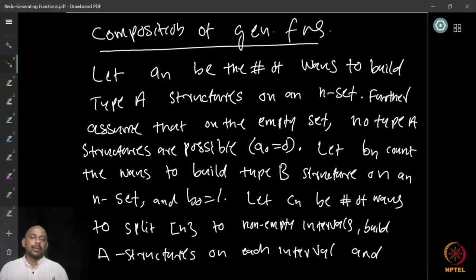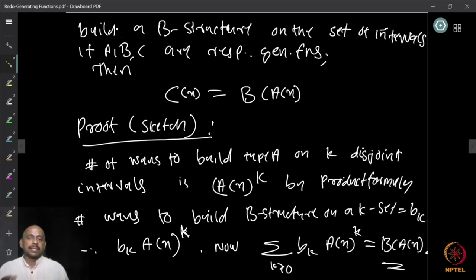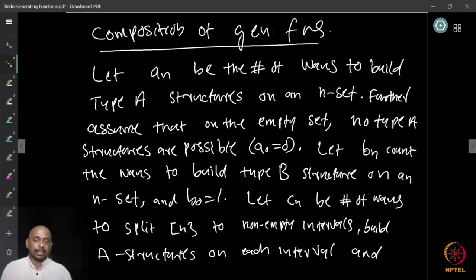Now let Cn be the number of ways to split the set 1 to n into non-empty intervals, and then build, let us say, type A structures on each interval, and build B structures on the set of intervals. If A, B, C represent the generating functions for An, Bn and Cn, then we have C of x is equal to B of A of x. Okay. So let us look at it again.